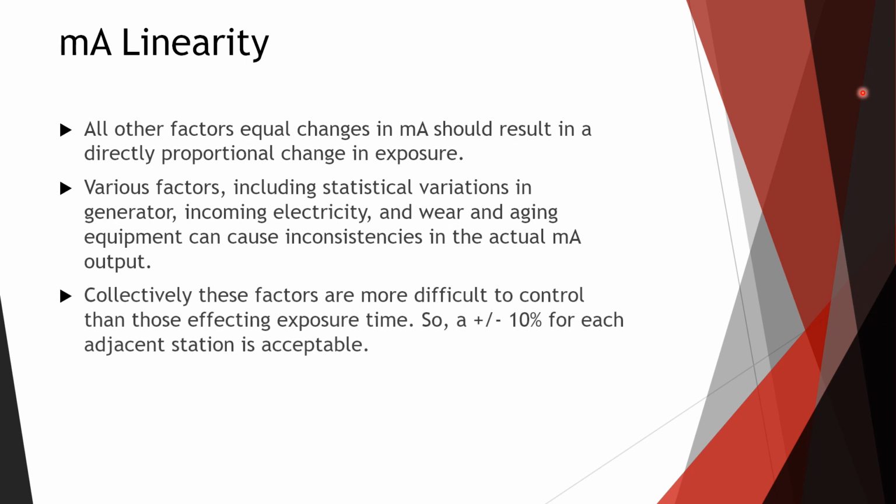Collectively, these factors are more difficult to control than those affecting the exposure time. The exposure time is just a circuit, just a timer that is set, and it keeps the electrons flowing in the tube at the cathode for so long, and then it can shut off, and that can be very accurate. The MA has wider fluctuations due to these factors that we talked about above. So plus or minus 10% for each adjacent station is acceptable.